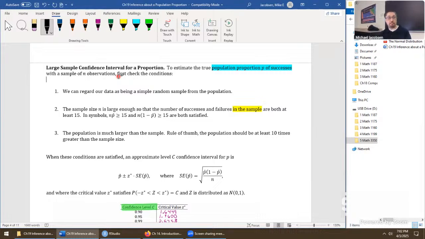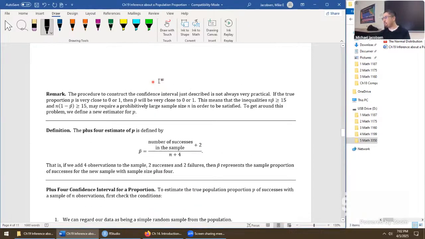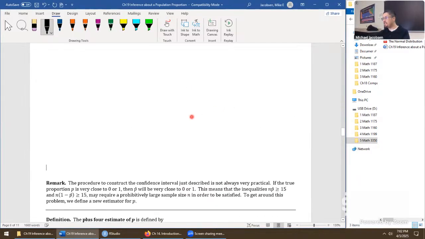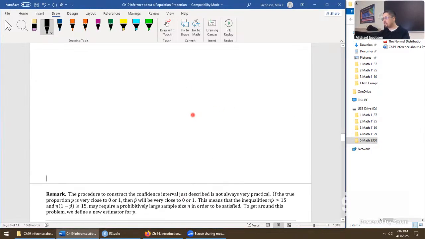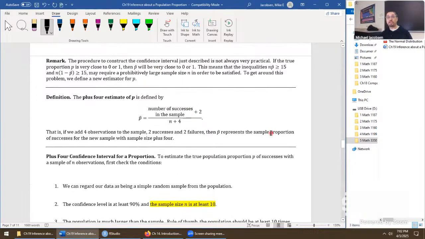And we didn't do a ton of probability in this class. But I have another one that's also very common. It's called the +4 method. So when conditions fail so badly that the sample size is not large enough, this is what we use to get around that shortcoming. So like we mentioned, if p is very close to 0 or 1, then the statistic p hat itself is very close to 0 or 1.